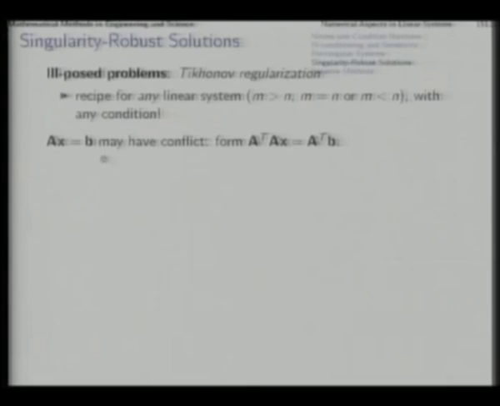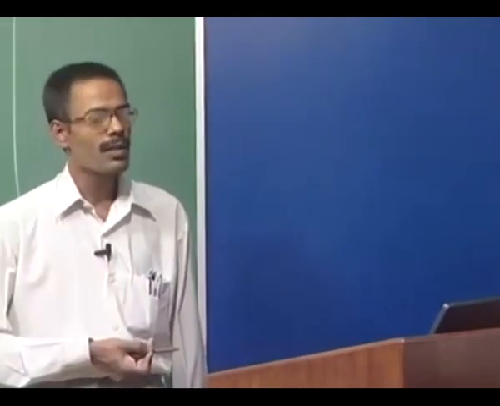The way to handle that is to first make the observation that the system of equations Ax equal to b may have conflict. So, in order to handle that conflict, you pre-multiply with A transpose and get this so-called normal system of equations, which is certainly consistent. Now, you say that still the coefficient matrix that we have in hand, A transpose A, may be singular or may be ill conditioned.